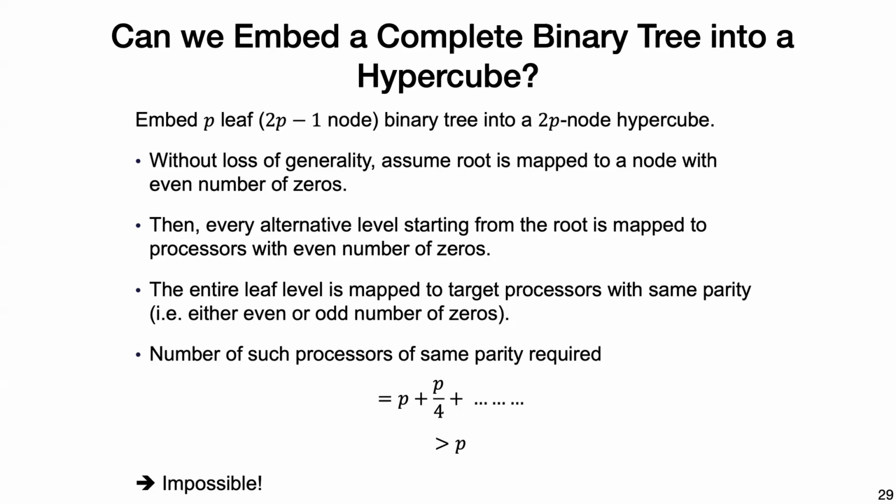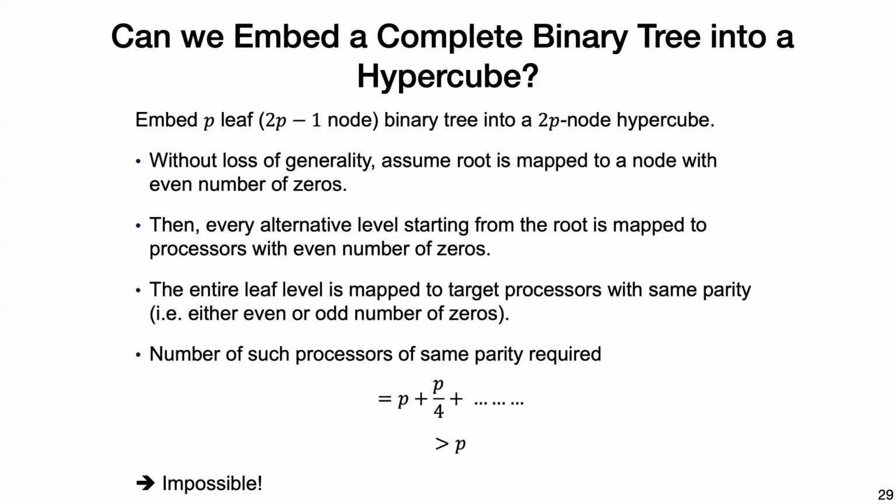And then every alternate level starting from the root would be mapped to processors with an even number of zeros. So even number of zeros, odd number of zeros, even number of zeros, odd number of zeros, and so on. And then the entire leaf level would be mapped to target processors with some parity, either even or odd number of zeros. Doesn't really matter. The number of processors of that same parity required is P for the leaves, P over 4 for one level up, and so on, which is greater than P. And we know that we only have P nodes with the same parity. So this initial assignment is not going to work.